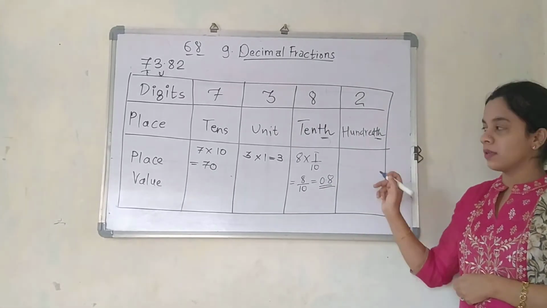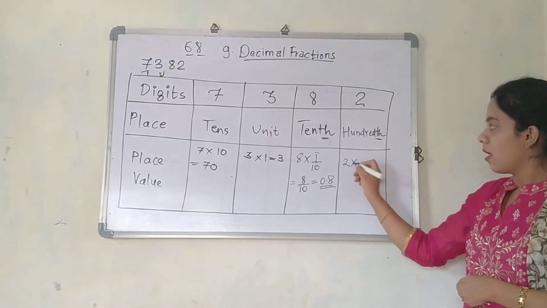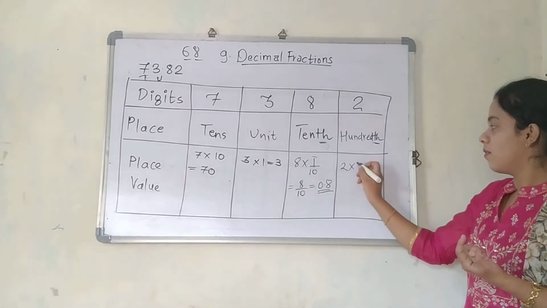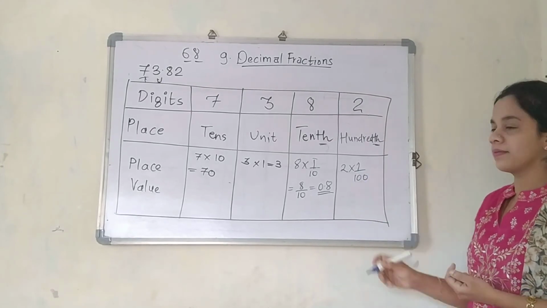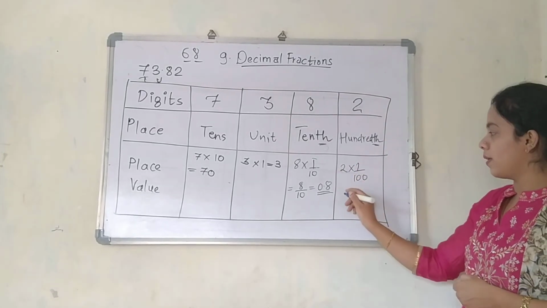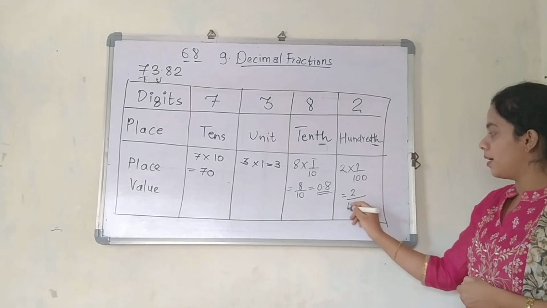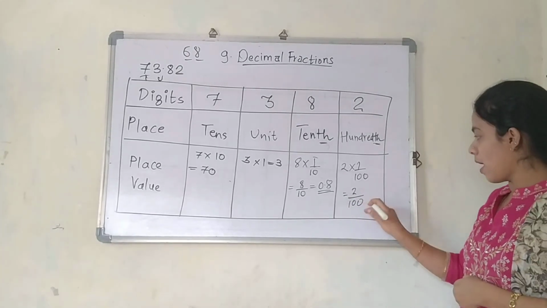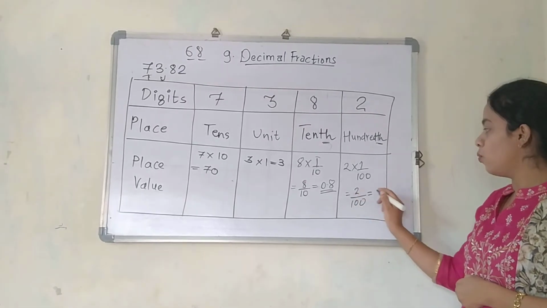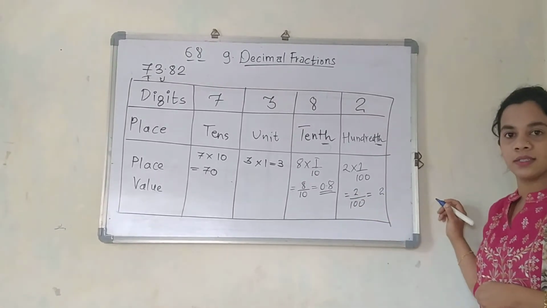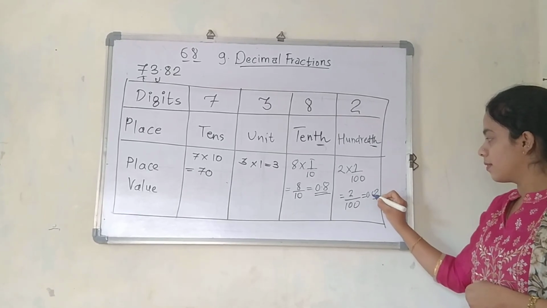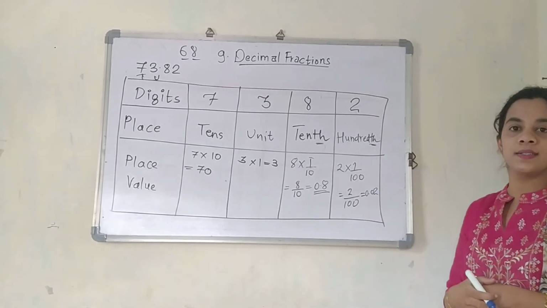2. 2 I am going to write as it is, hundredth. 10th means 1 upon 10, 100th means 1 upon 100. So 2 into 1 is 2, upon 100 will be done. So how am I going to convert this? 2 numerator I am going to write as it is, 2 zeros, so 2 places and point. So my answer is 0.02.